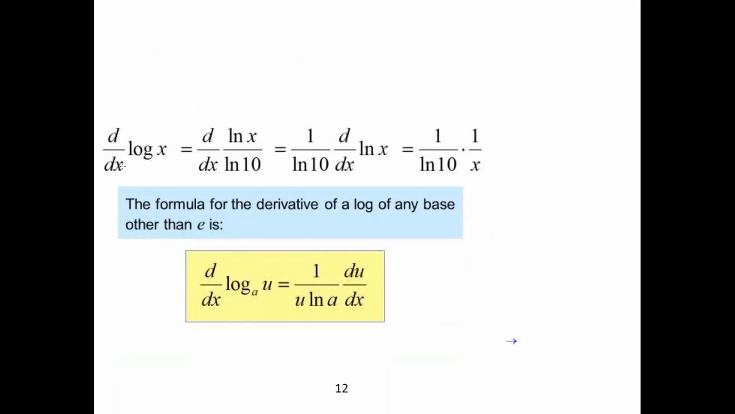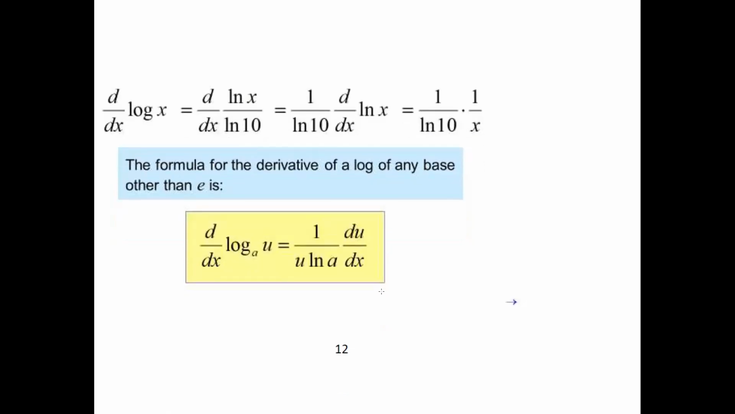And here also d dx of log of x equal to d dx of log x by log to the base 10. This is how to do it. I have described it over here. Okay, the formula for the derivative of log of any base other than e will be like this only. Since the derivative of log x to the base e is 1 by x, and if you change the base, this is the formula you have to follow.